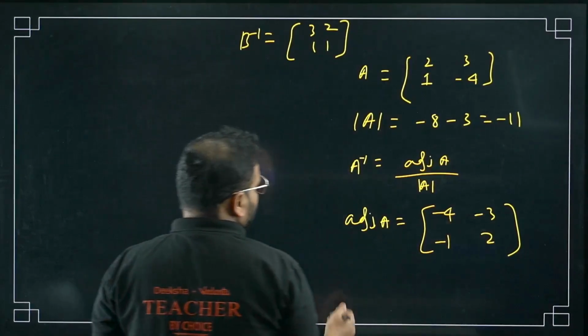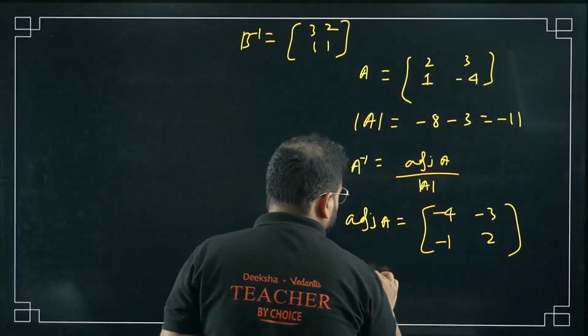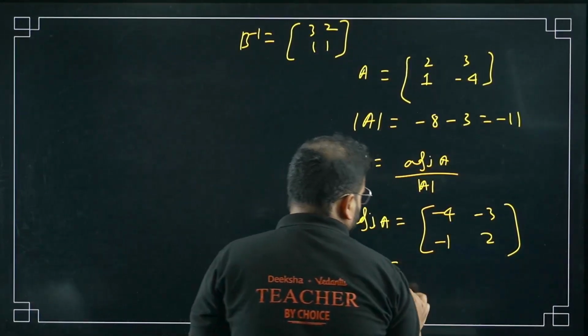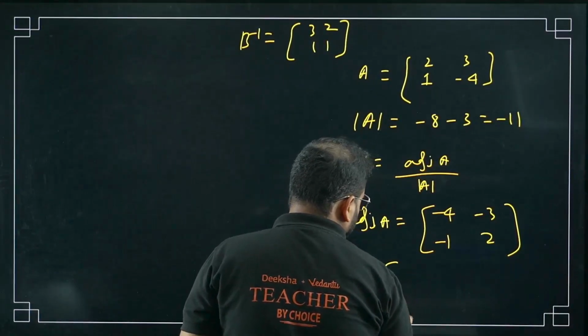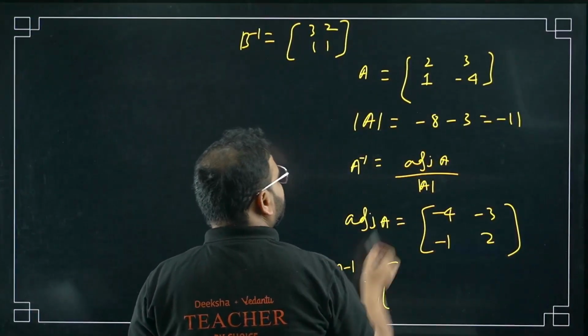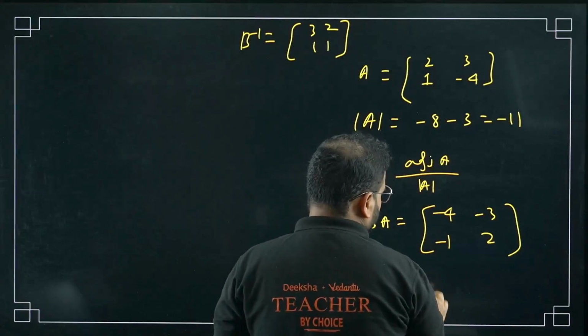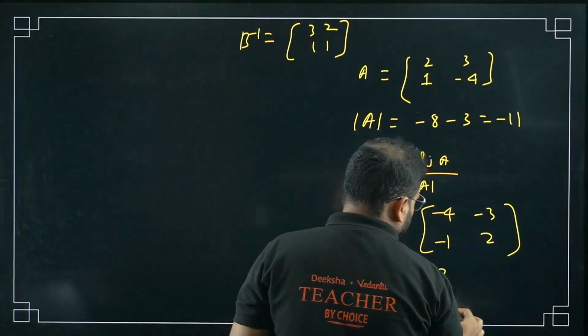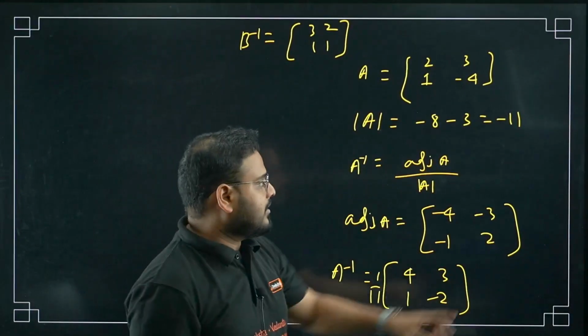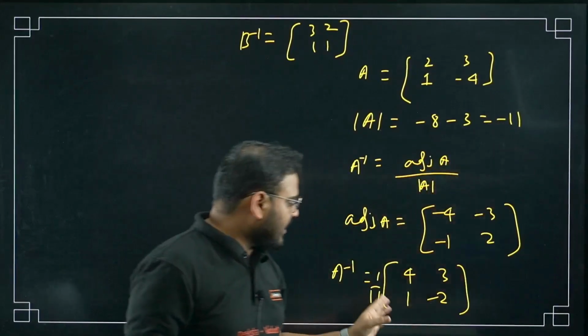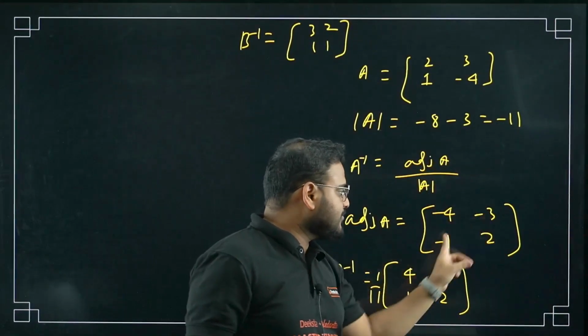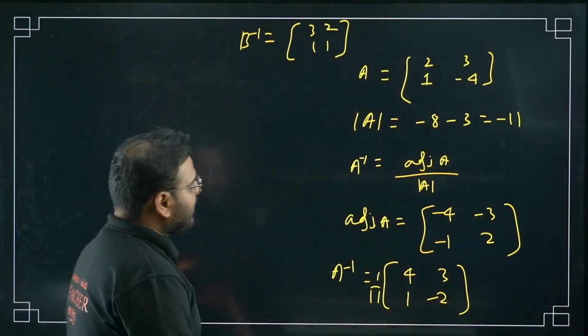So once that is there, what can I write? My A inverse value is coming to be very simple. I have 1 by 11, of course, outside. Minus 1 by 11 I can keep, but minus 1 I can keep inside also. It will become, sir, 4, 3, 1 and minus 2. What am I doing? This is negative of 11, right? I'm taking the minus sign inside, making it positive, positive, positive and negative. This is the value of my A inverse.